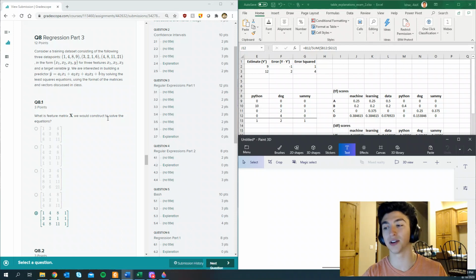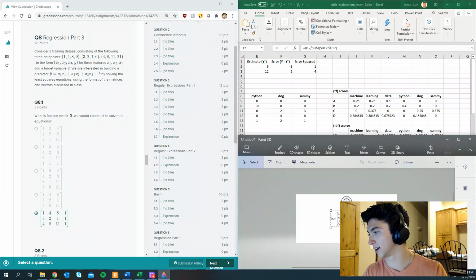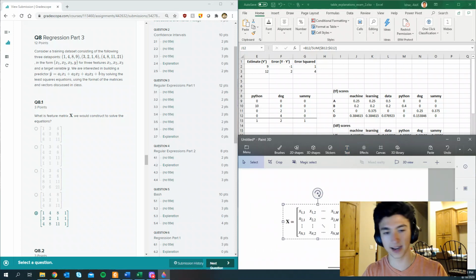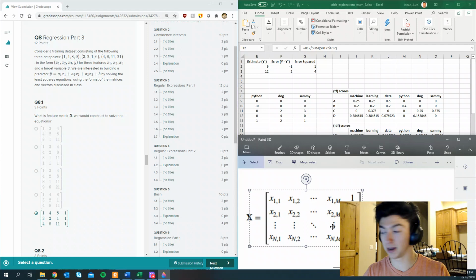The answer is A, B, C, D, E. Yes, E is the answer, where we have 4 columns and 3 rows. The columns being 1, 3, 4, 4, 2, 8, 8, 1, 11, and 1, 1, 1. And the explanation for this being that the feature matrix X, well, we defined it in class, or at least in the lecture slides. Don't think we were here for this lecture, or on campus for it. We defined the matrix X as being this.